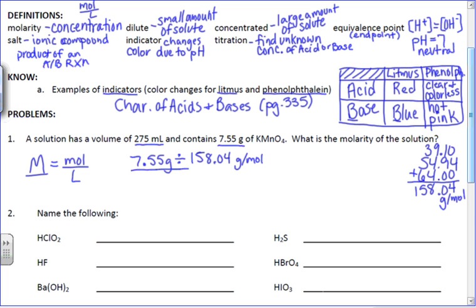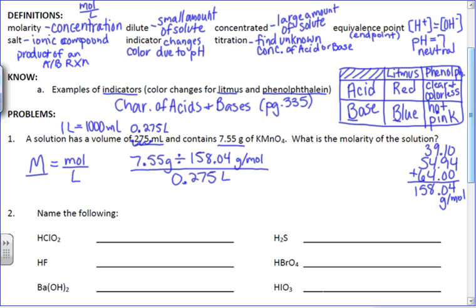And we have to divide by the number of liters. You have to remember that 1 liter is equal to 1,000 milliliters. So if we have 275 milliliters, a quick way of changing that is to take our decimal and move it back 1, 2, 3 places. So this is the same thing as 0.275 liters. So that's what we're going to divide by.